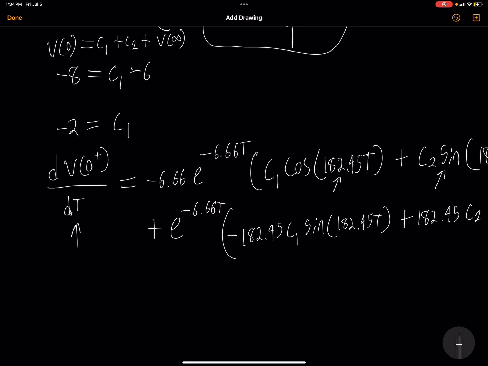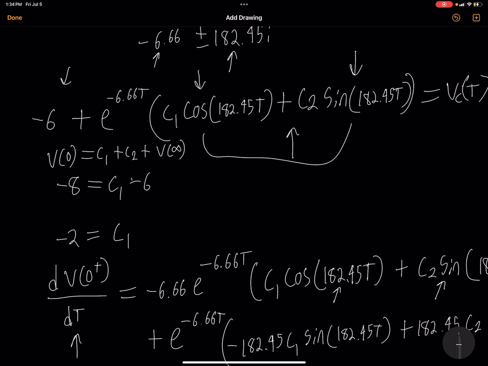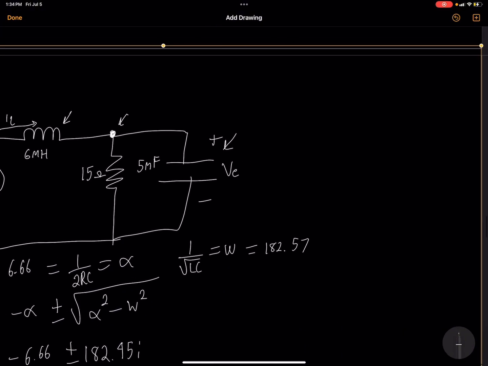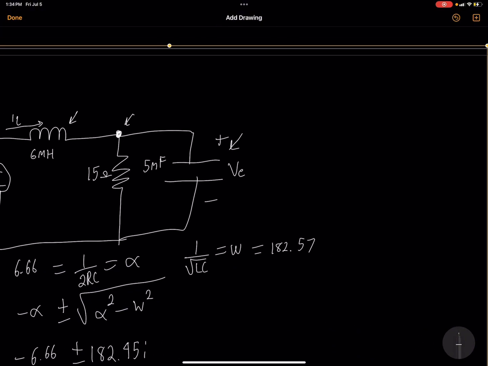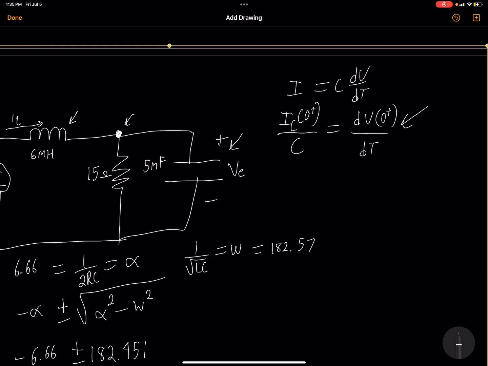Now what do we do about this? Well, you could simply say the derivative of this, which is -8, is 0. Or, I like doing it this way because this shows you what it actually is. So we know that I is equal to C dV dt. Well, let's make note: I of the capacitance at 0 plus divided by the capacitance is equal to dV0 plus of dt. This is also true when you look at it more deeply.